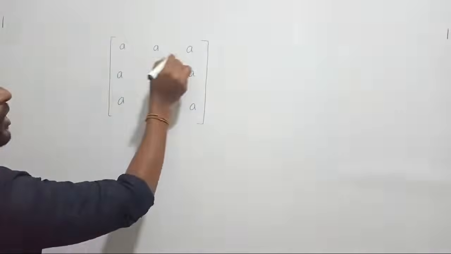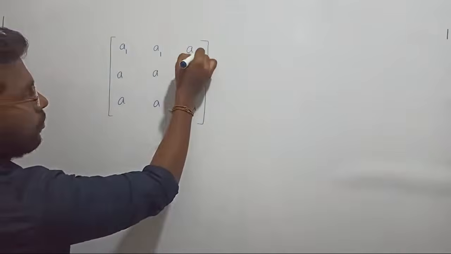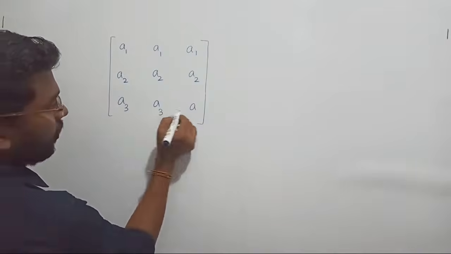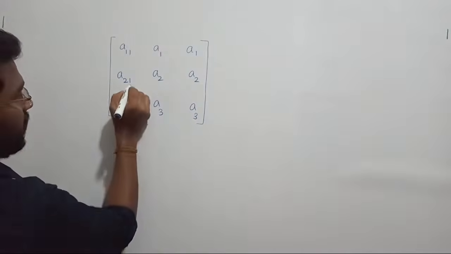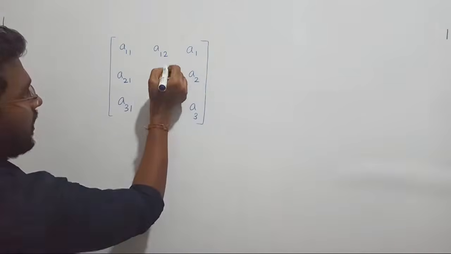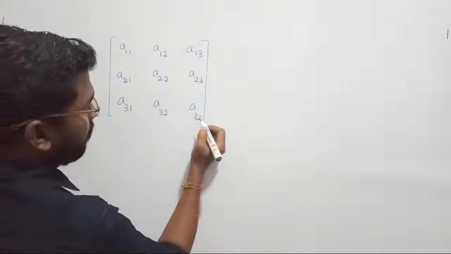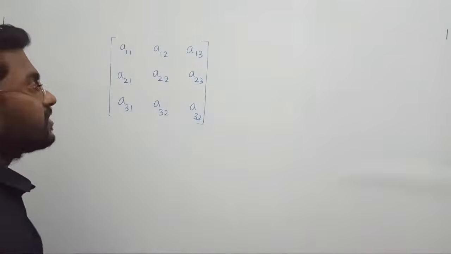First I have to talk about rows. This is the first row, this is the second row, this is the third row, and this is the first column, this is the second column, and this is the third column. Do you agree with me? Yes, that is called a square matrix.